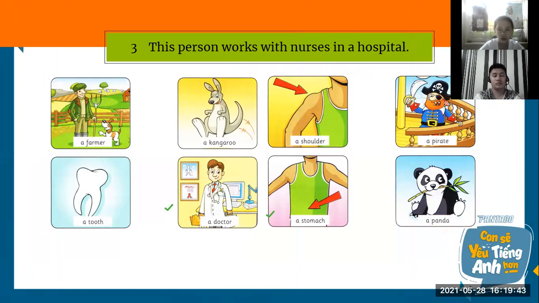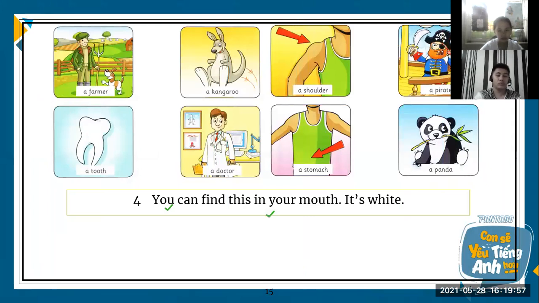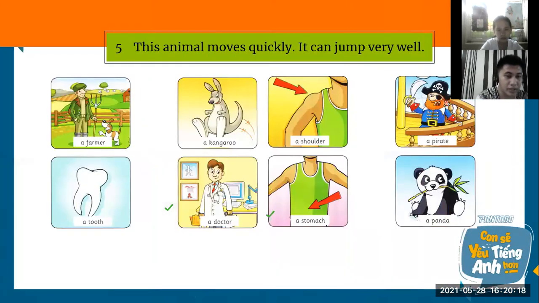The person works in a hospital, a doctor. Okay, answer is a doctor. Number 4. You can find this in your mouth. It's white. Okay, what's that? Very good. It's a tooth. Good job. And last, number 5. This animal moves quickly. It can jump very well. A kangaroo? Okay, a kangaroo.